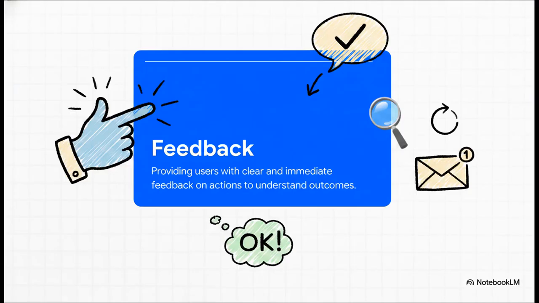Moving right along, our second principle is feedback. Basically, every time you interact with a system, the system should talk back. Feedback provides you with clear and immediate confirmation on your actions so you understand the outcome. It's the system's way of saying, hey, message received, I'm working on it.